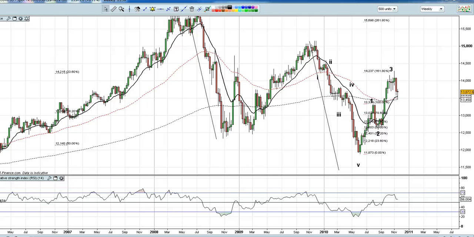Okay, hi there. It's the 21st of November, Sunday. Just having a look at the weekly outlook for euro dollar going into next week.